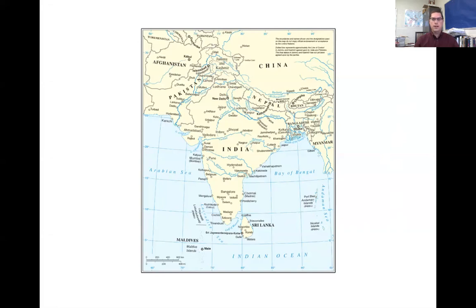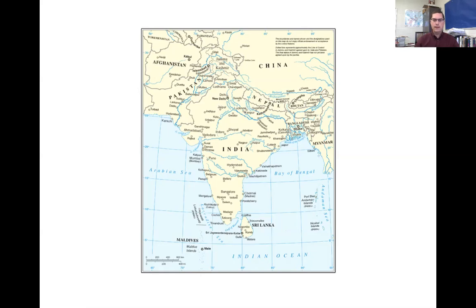Okay, so here we've got a map showing the political borders in the Indian subcontinent. We've got India here, Pakistan, Afghanistan up here, Nepal, Bhutan, Bangladesh, Sri Lanka, and the islands of the Maldives down here. I'm never sure quite how to pronounce that. It's something like that, though.